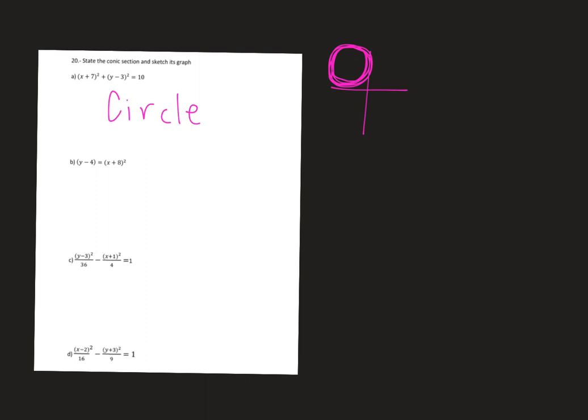The next one here, y minus 4 equals x plus 8 squared. Only one group is being squared here, so that means this is a parabola. This parabola is x dominant, so we're going to get something like that. That's not actually the right graph exactly, but you just need to know what a parabola looks like, which you should because most of this unit we looked at solving quadratic equations and parabolas. So a parabola is a quadratic equation.